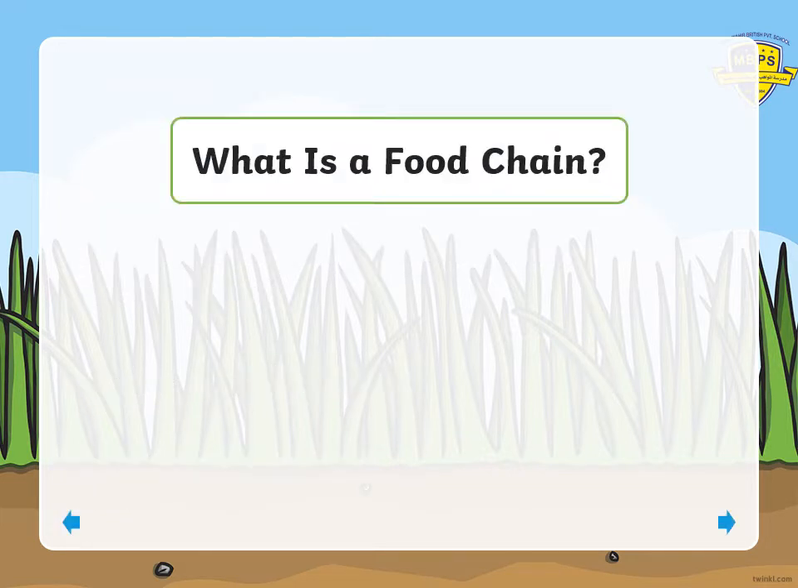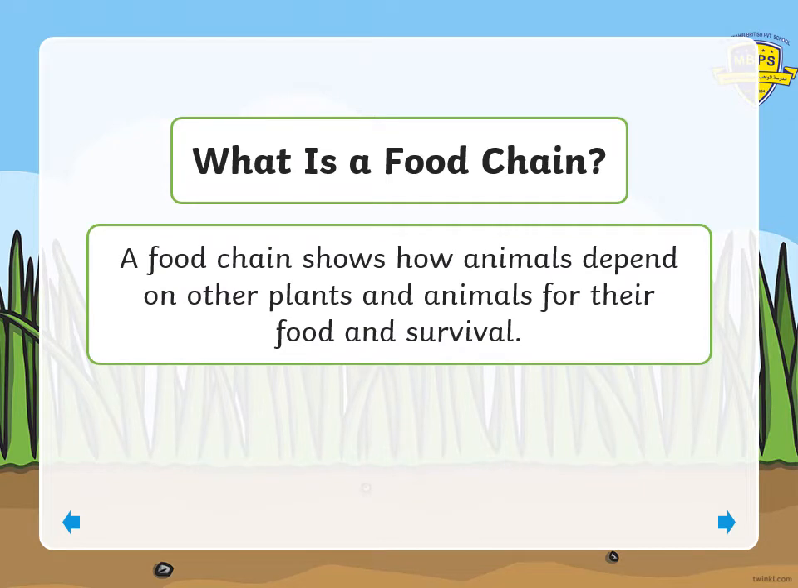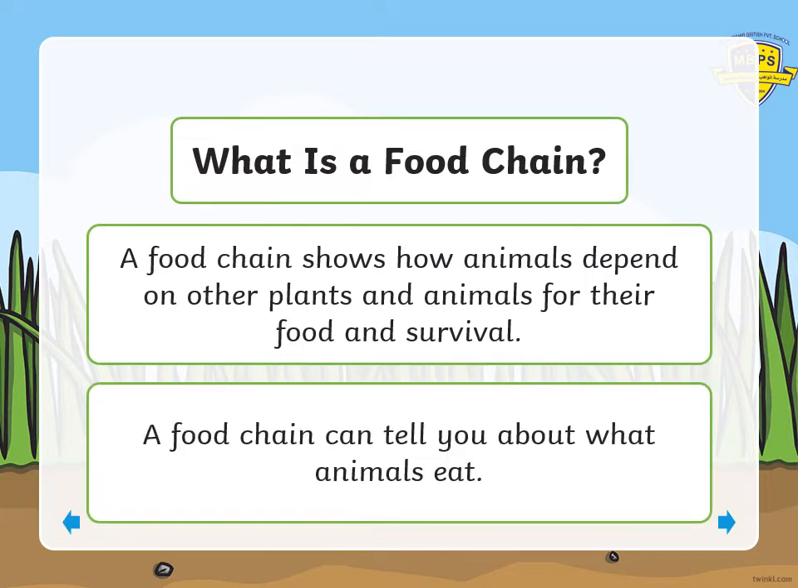What is a food chain? A food chain shows how animals depend on other animals and plants for their food and survival. A food chain can tell you about what animals eat. Plants, they don't eat. They only take the energy from the sun and make the food. So they're called producers.